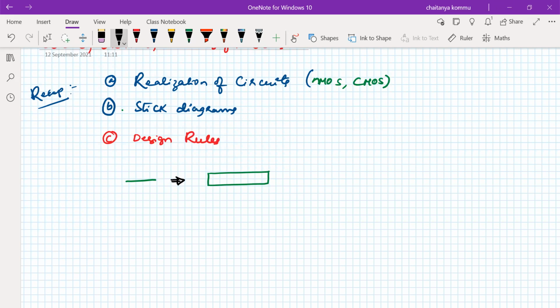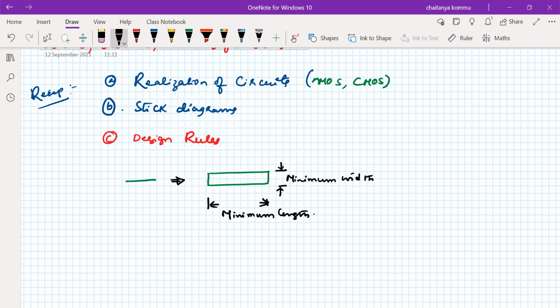That means I should mention what is the minimum width and what is the minimum length of this material. So we have to mention the minimum length and minimum widths. Okay, then only it is possible to construct your device in your chip. So how do we mention these kinds of lengths and widths of a particular material?